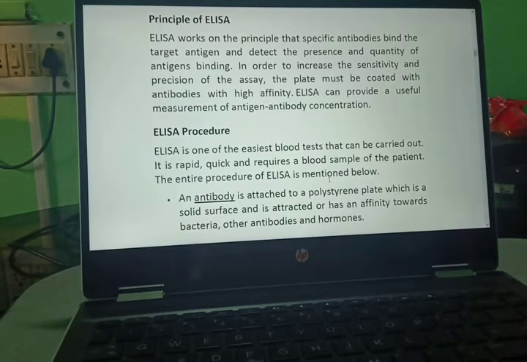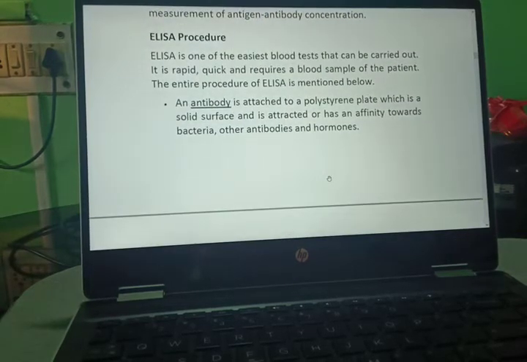Principle of ELISA. ELISA works on the principle that specific antibodies bind the target antigen and detect the presence and quantity of the antigen binding. In order to increase the sensitivity and precision of the assay, the plate must be coated with antibody with high affinity. ELISA can provide a useful measurement of antigen antibody concentration.